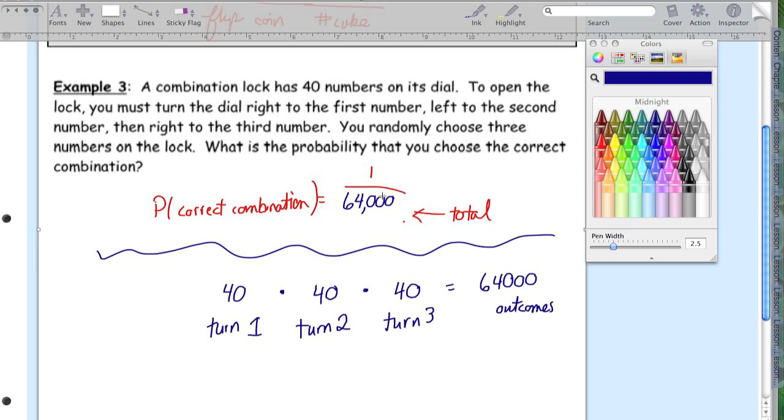And if I would turn that into a decimal, we would find that it comes to a very small number. It came out to 0.0000156. So that's pretty small. Chances are you're not going to find it, because even if you turn it into a percentage, that's not even near 0.1%. So that's one of the reasons that locks can be so secure.